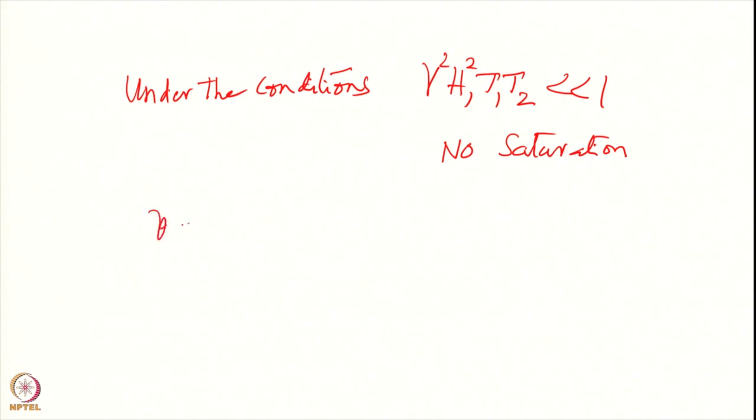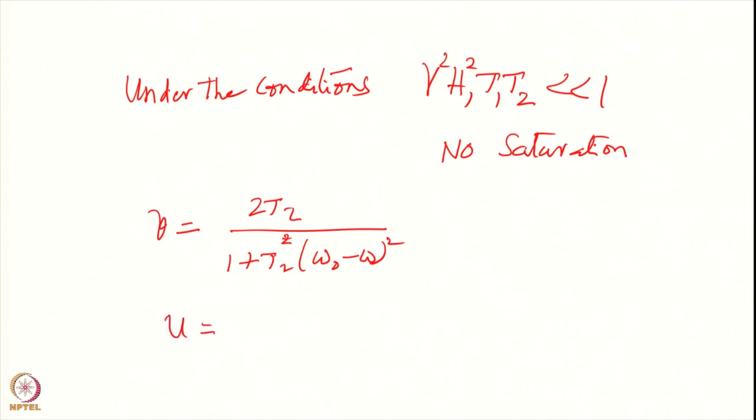Then you get v is equal to 2 T2 divided by 1 plus T2 squared (omega naught minus omega) squared, and u is equal to (omega naught minus omega) divided by 1 plus T2 squared (omega naught minus omega) squared. These are the components which we are actually going to measure. These are the transverse components.